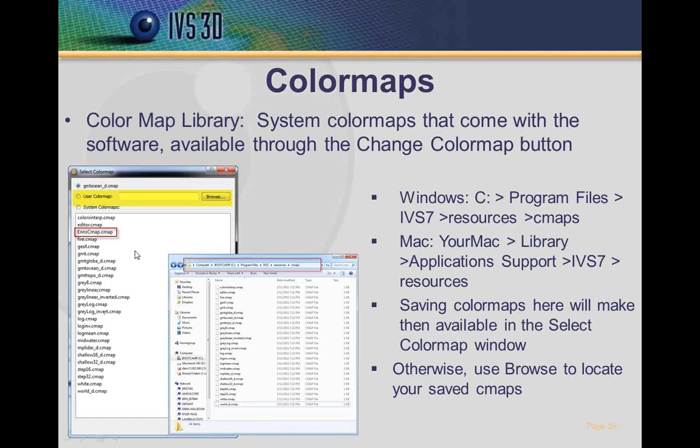Now, if you can't save to that folder, that's fine. You can save your color maps anywhere. You'll just have to use the Browse button to then go through and find where you stored your color map. So it's just an extra step.